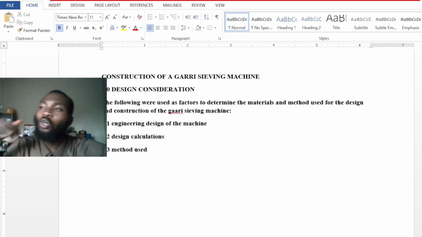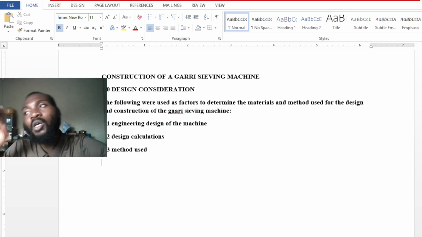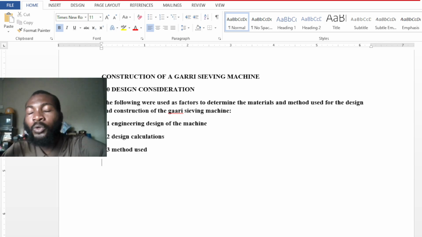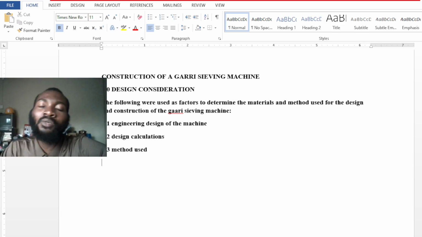And also you need to take us through the method step by step, starting from the procurement of the material to the finished product. If it was welded or casted, you need to give us pictures of instances in the manufacturing process. If you're writing a proposal report, you don't need pictures of instances because you've not done it. You say the machine will be manufactured, will be produced using this method. Then you give examples of those methods and the advantage of using that method and why you've chosen that method.